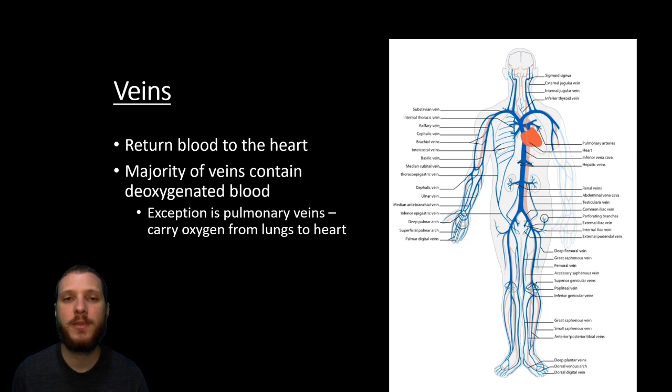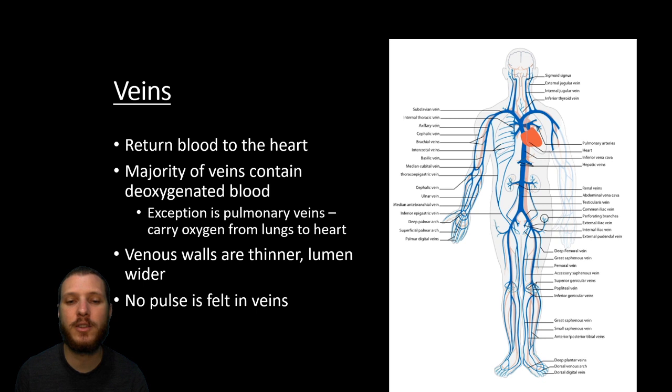And then that third type of vessel, the vein, is going to return blood to the heart. And most of these veins are going to be carrying deoxygenated blood as it sends it back to the right side of the heart. The exception being the pulmonary veins, which, once the blood is in the lungs, we're going to have to send it back to the heart. So those are going to carry oxygenated blood within the pulmonary veins.